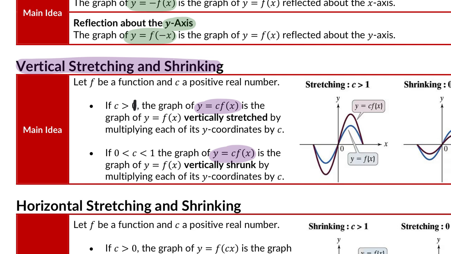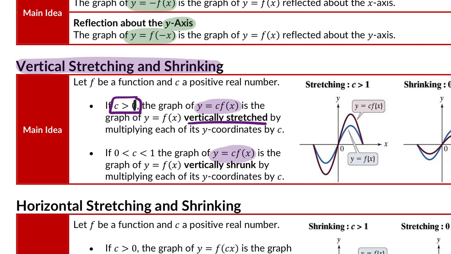If that c value is greater than 1, then the graph is going to be vertically stretched because you're multiplying by a number larger than 1. You're increasing the stretch. You're taking the top and bottom and you're pulling it apart from each other and stretching it by that value c, or you're multiplying all of the outputs by c.